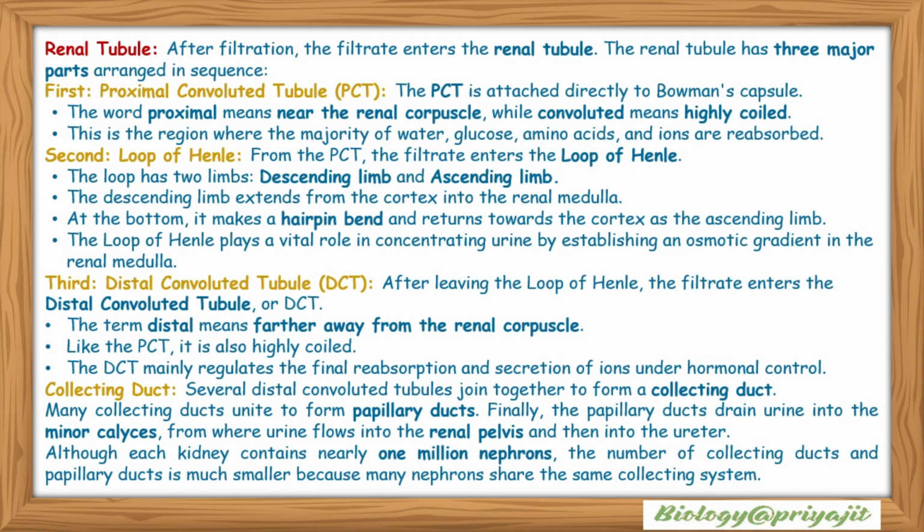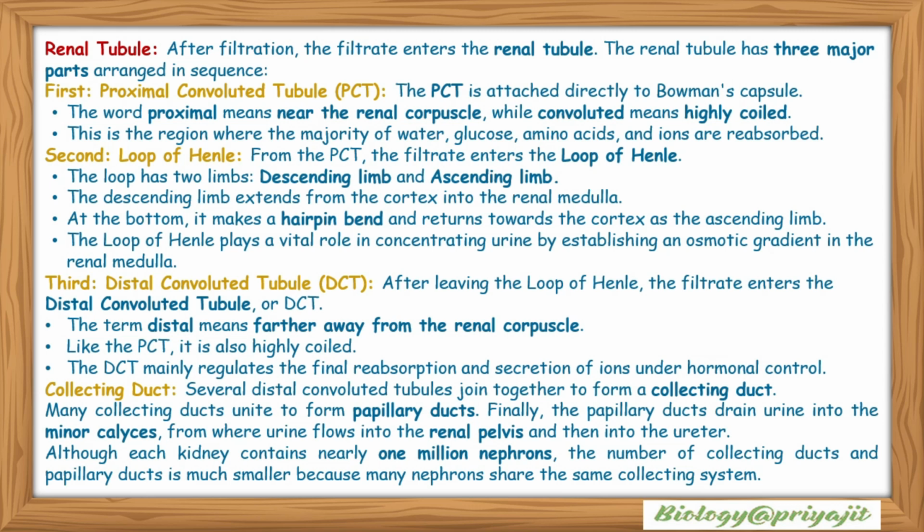Renal tubule. After filtration from the Bowman's capsule, the filtrate enters the renal tubule. The tubule has three major parts arranged sequentially. First is the proximal convoluted tubule or PCT, which is attached directly to the Bowman's capsule. The word proximal means near the renal corpuscle, while convoluted means it is highly coiled. The PCT is the region where the majority of water, glucose, amino acids and ions are reabsorbed.